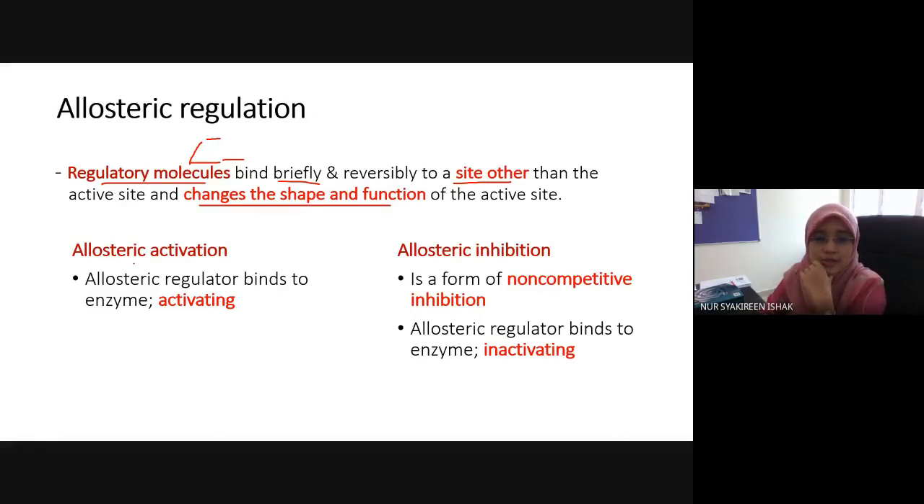Okay, so you can have allosteric activation and allosteric inhibition. Allosteric activation, you have activators that bind to the allosteric site and cause the enzyme to be activated. For allosteric inhibition, it is a form of non-competitive inhibition. Why? Because the inhibitors will directly bind to the allosteric site and cause the enzyme to change shape, and the substrate cannot bind to the active site. So the enzyme is in the inactive form, inactivated, cannot function in active form.